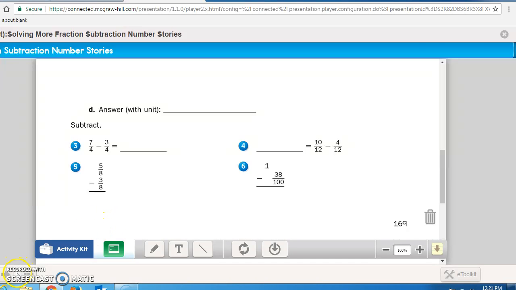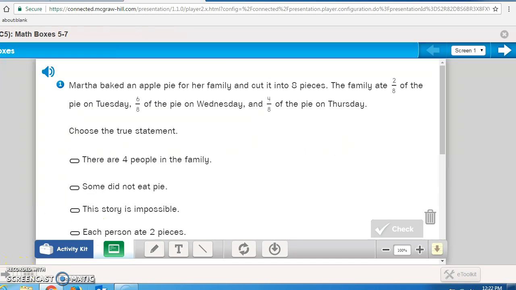as the assessment check-in. Once I've checked Math Journal page 169 for you, I want you to do Math Journal page 170. I am going to read the math boxes to you though so that you can do them independently. Math box 1 reads, Martha baked an apple pie for her family and cut it into 8 pieces. The family ate 2/8 of the pie on Tuesday, 6/8 of the pie on Wednesday, and 4/8 of the pie on Thursday. Choose the true statement.